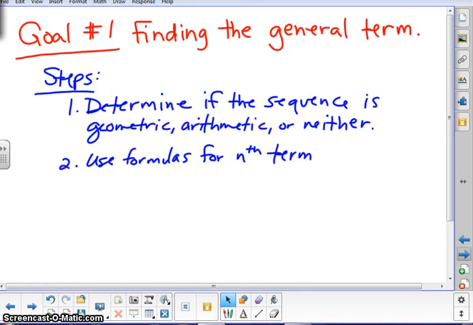Okay, so let's look at goal number 1. We have 2 goals today. Our first one is finding the general term, so go ahead and push pause and write down the steps that are here. Okay, so let's start our first example.